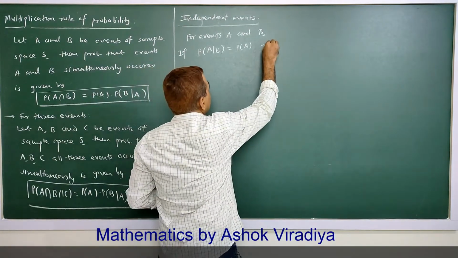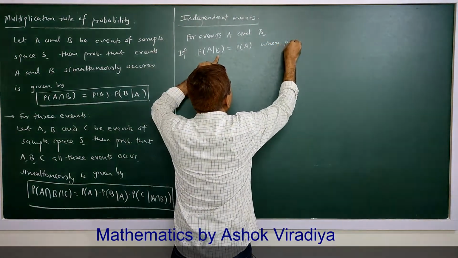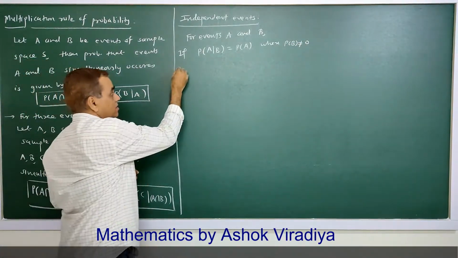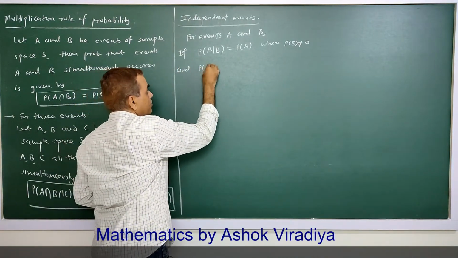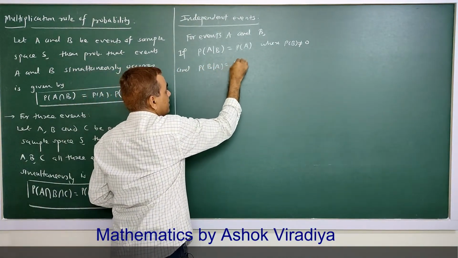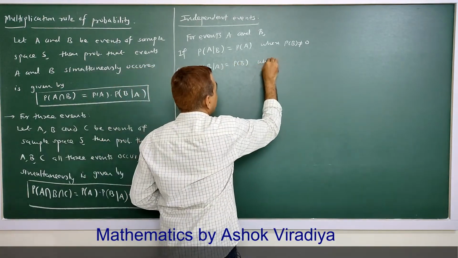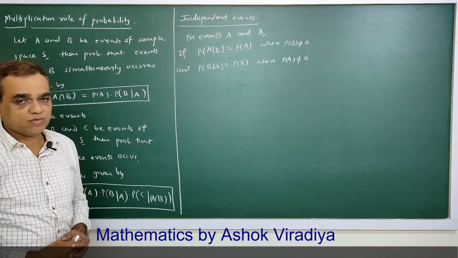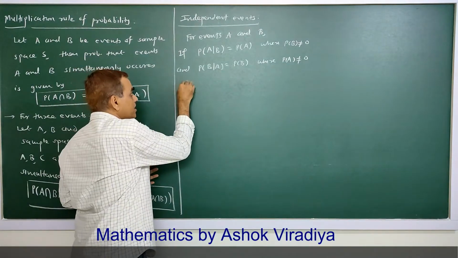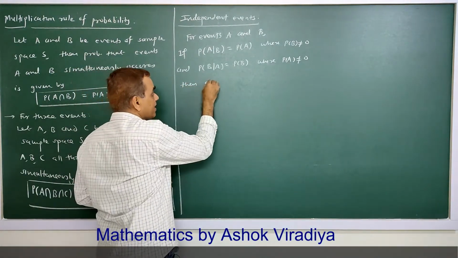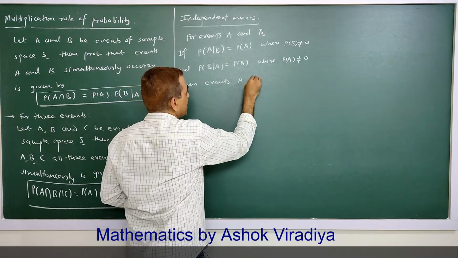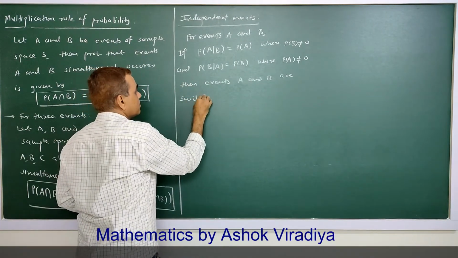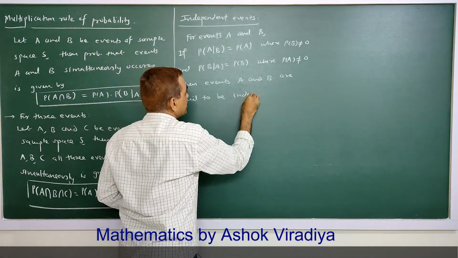Here probability of B must be non-zero, and similarly probability of B by A is P of B, where probability of A is non-zero. Then if these conditions are satisfied, then events A and B are said to be independent events.